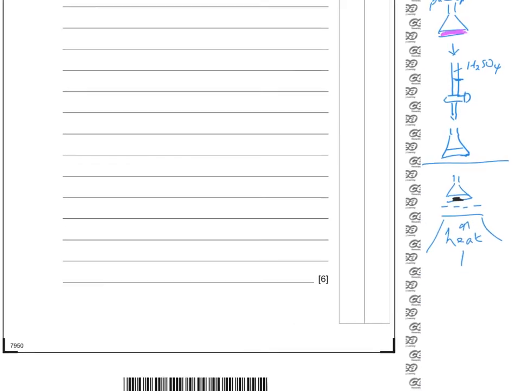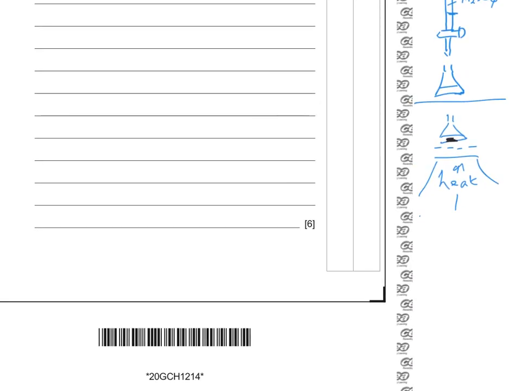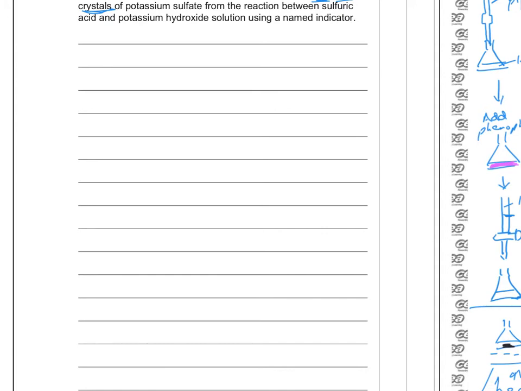And then the last couple of things you have to do, once you filter this, you then would have to evaporate half of the solution. You're going to evaporate half, because if you evaporate it all, you won't get crystals. You'll just get potassium sulfate, and the water of crystallization will be driven out of the crystals. So that's why we evaporate half and then allow it to cool and crystallize slowly.